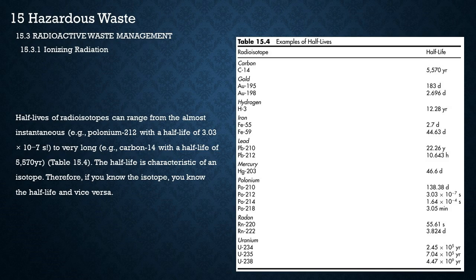Half-lives of radioisotopes can range from the almost instantaneous, e.g., polonium-212 with a half-life of 3.3x10^-7 s, to very long, e.g., carbon-14 with a half-life of 5,570 years, or Table 15.4. The half-life is characteristic of an isotope. Therefore, if you know the isotope, you know the half-life and vice versa.